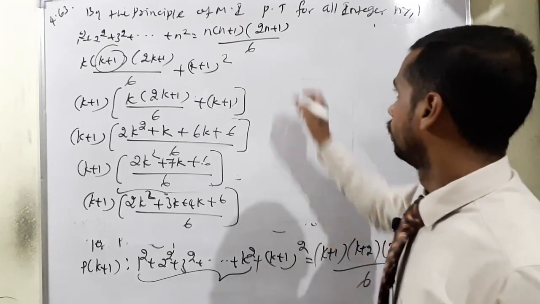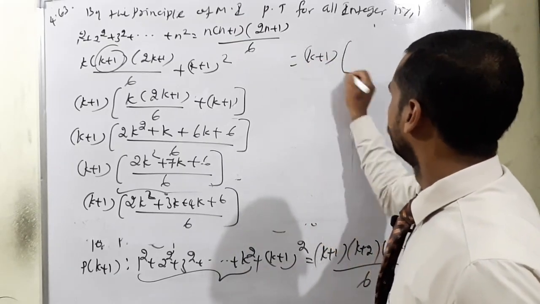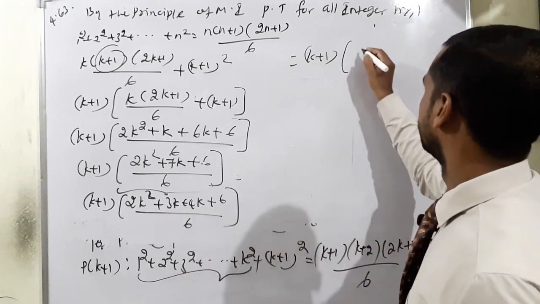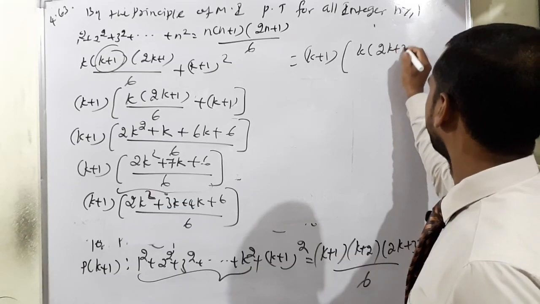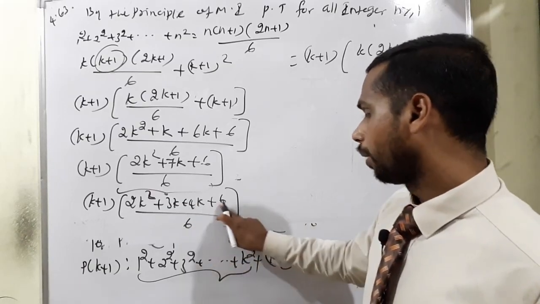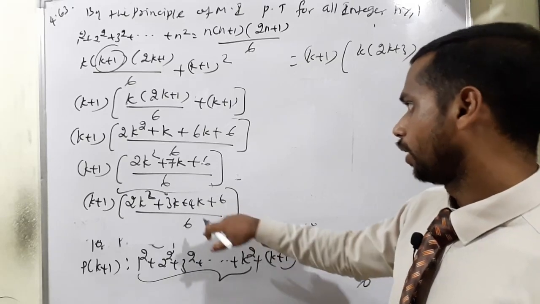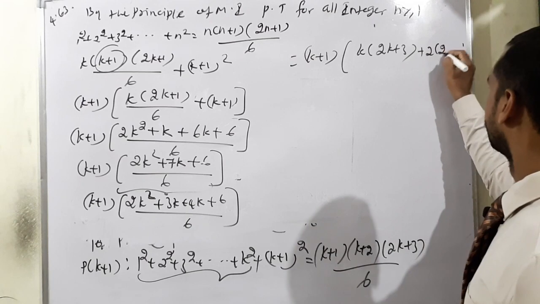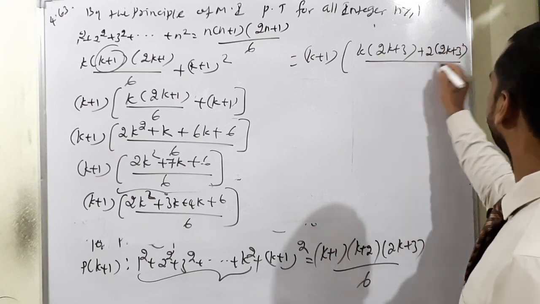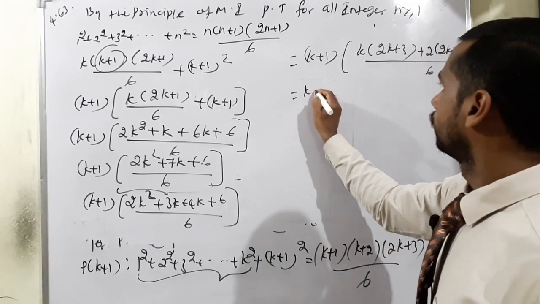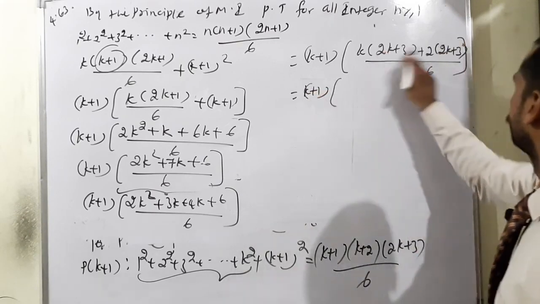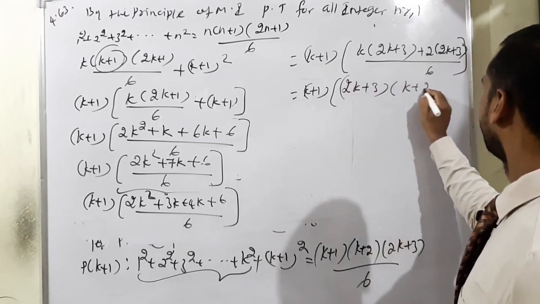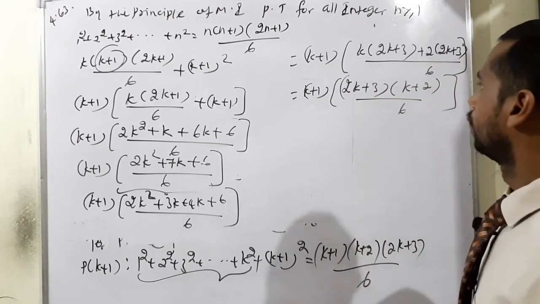Now k plus 1, then k taken common outside means 2k plus 3 will come, isn't it? 2k plus 3. Next, 4k plus 6 is there, isn't it? So again 2 taken common outside means we can write 2k plus 3, the whole term divided by 6. Again k plus 1, now the common factor 2k plus 3, isn't it? So 2k plus 3 into k plus 2, divided by 6.